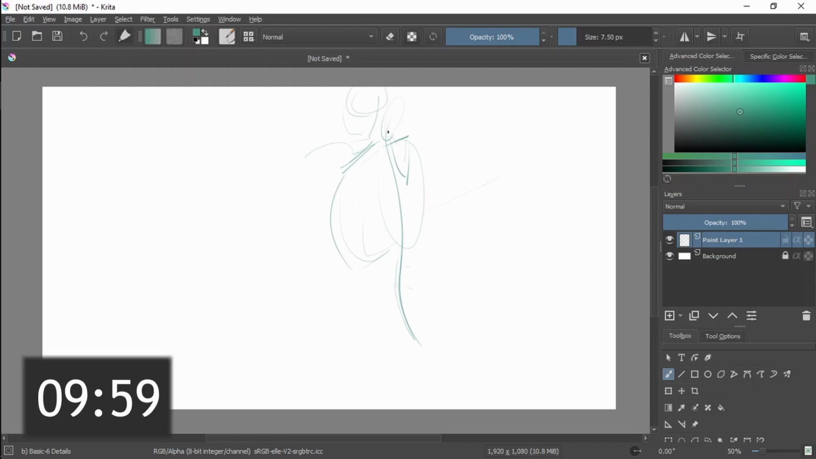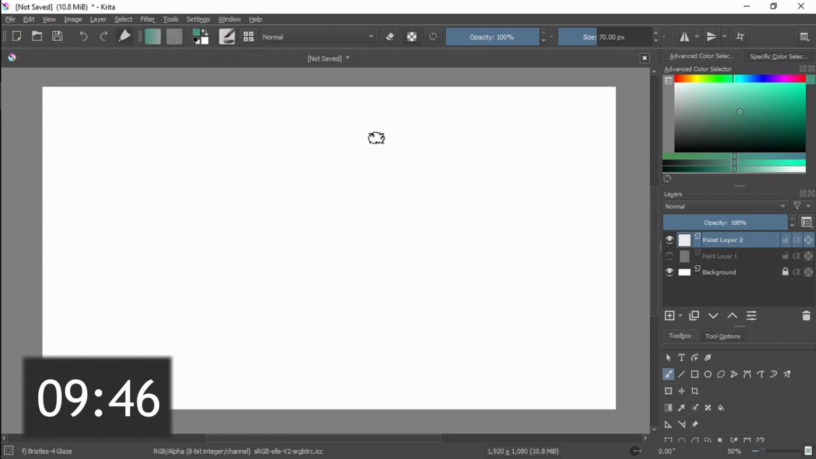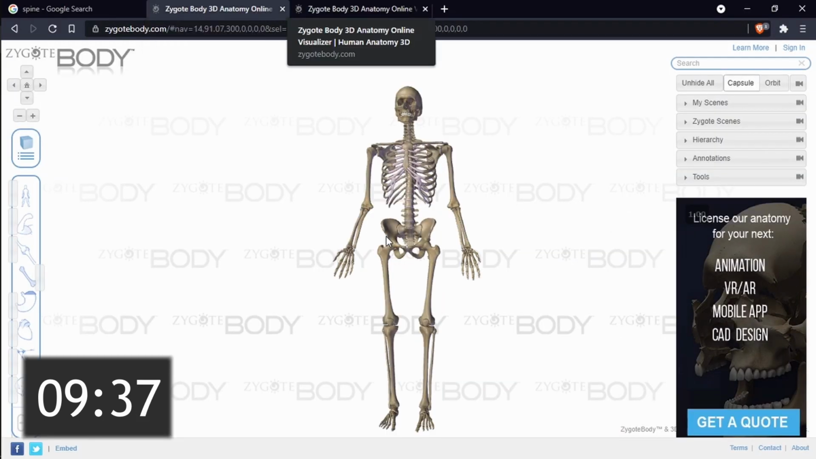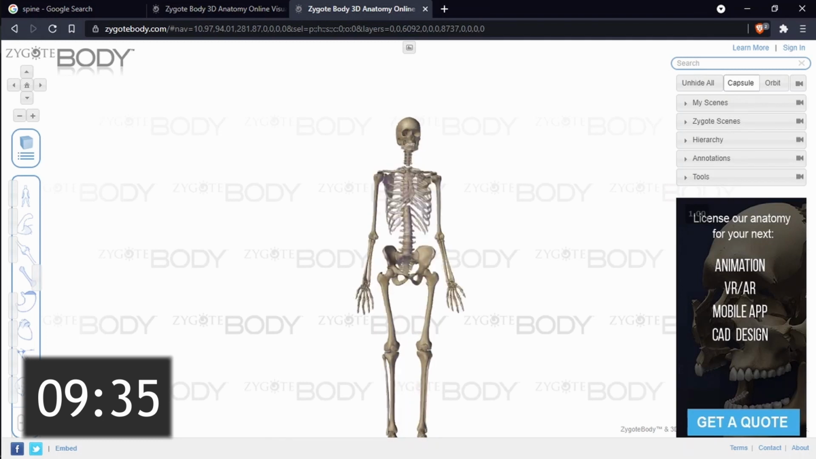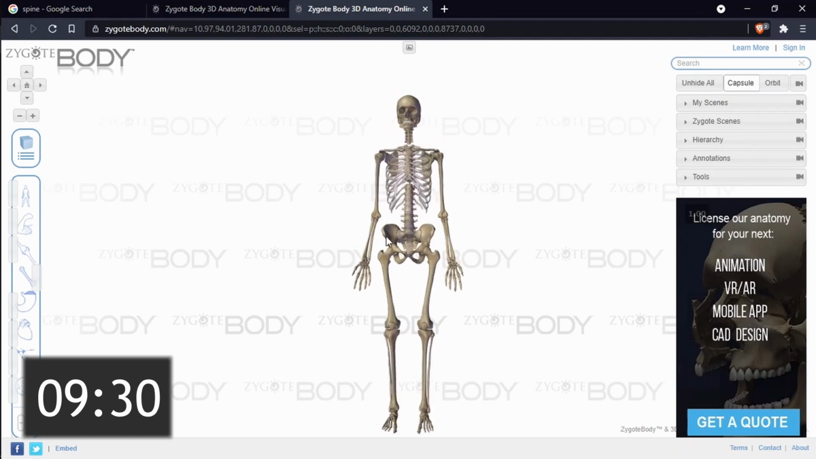Okay. So in today's lesson, I actually have a bit of a plan. I did a bit of preparation beforehand and found an interesting resource. Let me just go to it. Zygote. Yes, Zygote Body 3D Anatomy Online. Yes, wonderful. And thankfully, because of the pen, it's kind of easy to control. It might be a little difficult with a mouse, but yes.